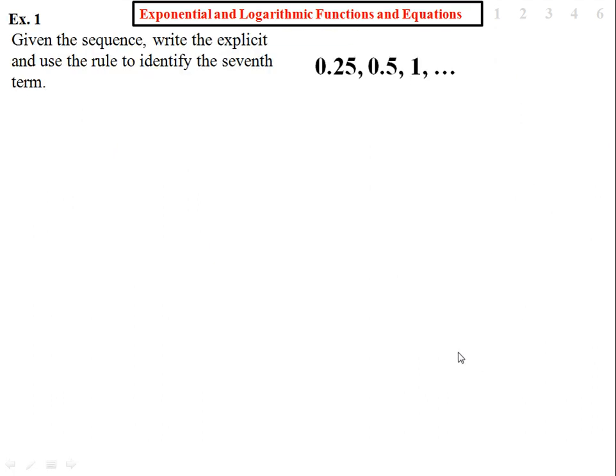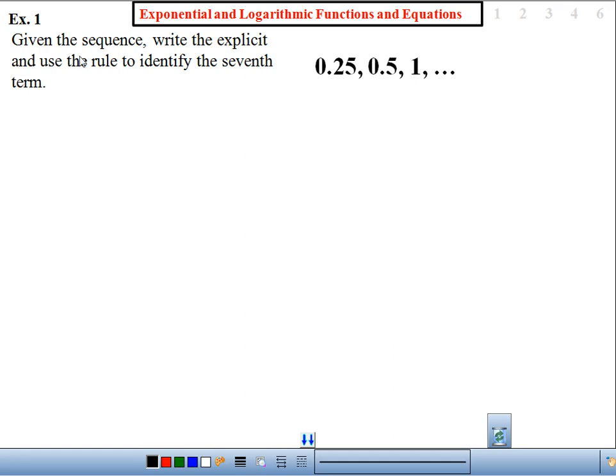Example 1. Given the sequence, write the explicit rule, oh, I forgot to write rule right there. Write the explicit rule and use the rule to identify the 7th term. All right. So this is a sequence. And what sequences are we focusing on right now? On geometric. So let's see if it's a geometric sequence. Let's see. What's happening from here to here, from here to here?